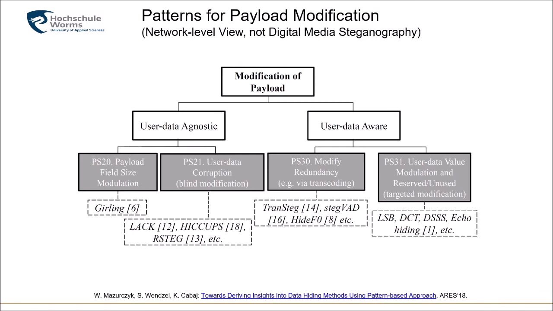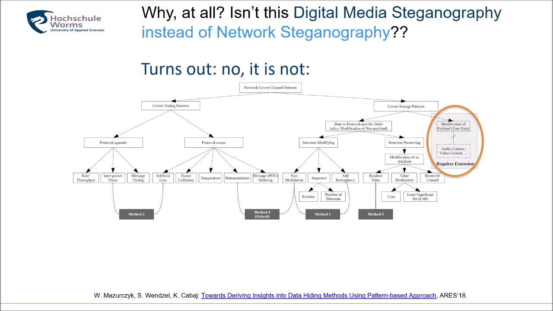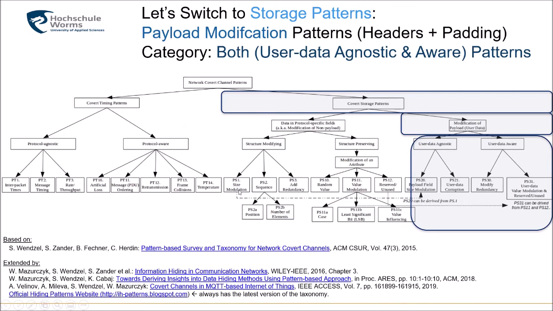So we extended this in a paper in 2018, and we first differentiated between user agnostic and user aware methods. So the user agnostic do not take care about the meaning of the transferred data. And here we have payload field size modulation, where we increase specifically the size of the payload field. But this is, of course, derived from, as you can see here, the size modulation pattern. So here's an arrow to PS20 from PS1.